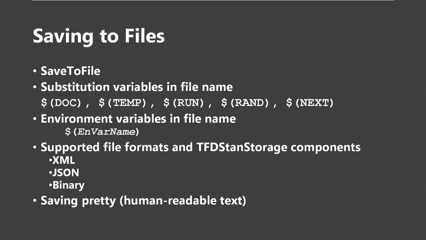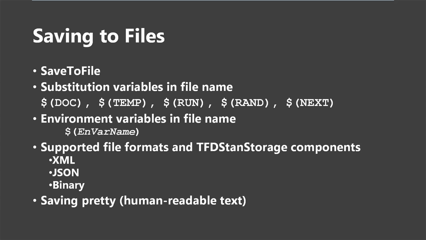$doc represents the documents folder in your Windows installation. $temp is a temporary directory and expands to that folder. $run represents the directory in which your executable is stored. $rand is a random integer as a string. And $next is used to generate the next integer in a sequence. And you can use these substitution variables in various parts of the file name.